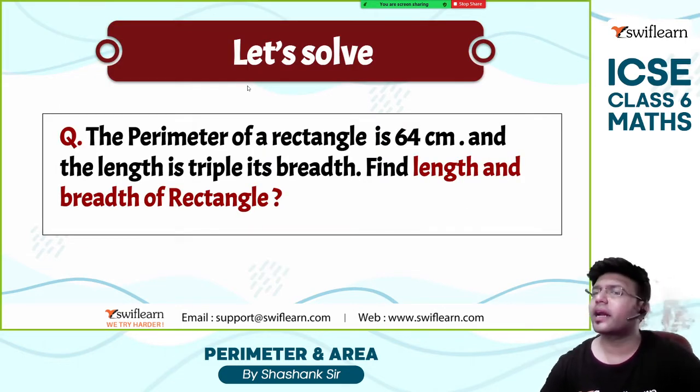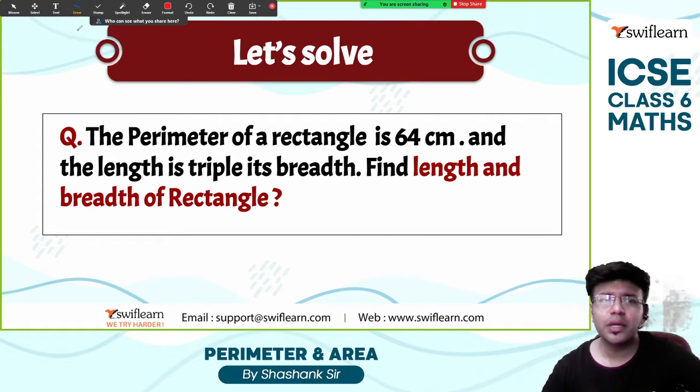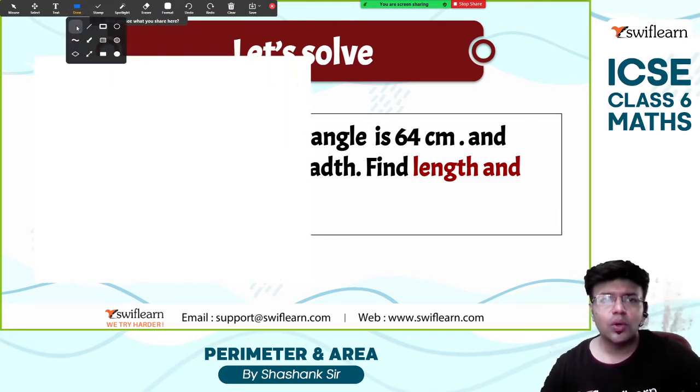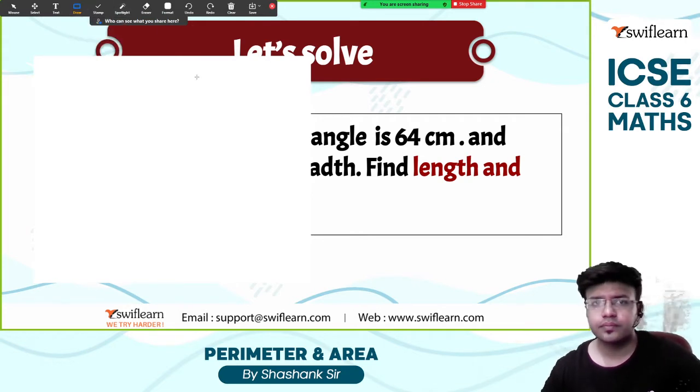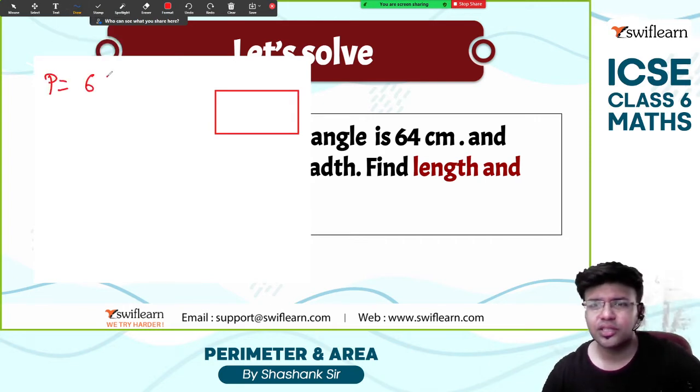The perimeter of a rectangle is 64 centimeter. Okay. The length is triple its breadth. Find the length and the breadth of the rectangle. Okay. Very easy, guys. Look, there is a rectangle. Okay. The perimeter is 64 centimeter. The length is equal to 3 times its breadth.